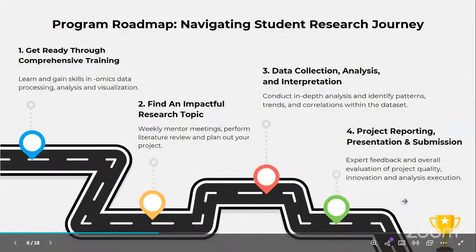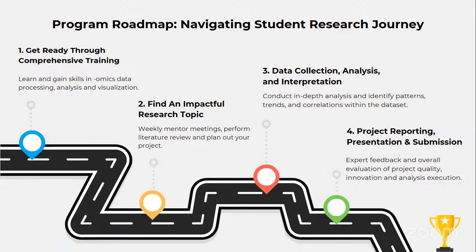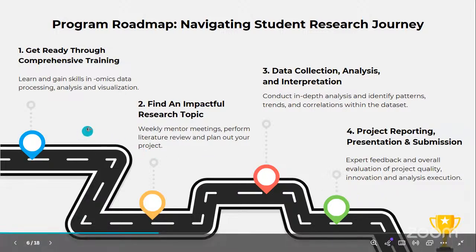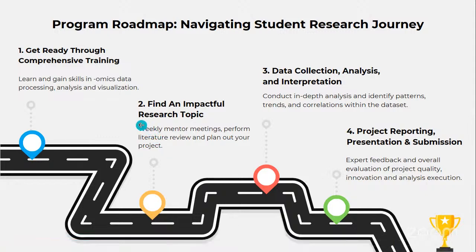On the screen, you can see a program roadmap that clearly outlines the student's journey throughout the program. It begins with the students undergoing comprehensive training in their chosen field of omics. This could be genomics, transcriptomics, metagenomics, metabolomics, or even cheminformatics. The objective here is to help participants build a strong foundation in key skills such as data processing, analysis, and data visualization.